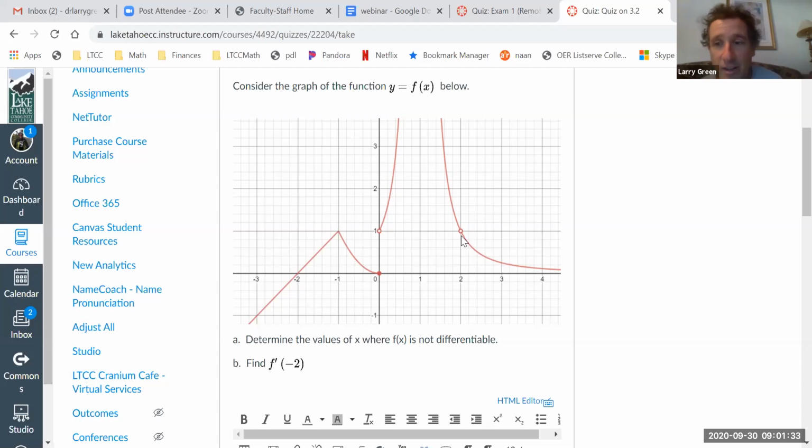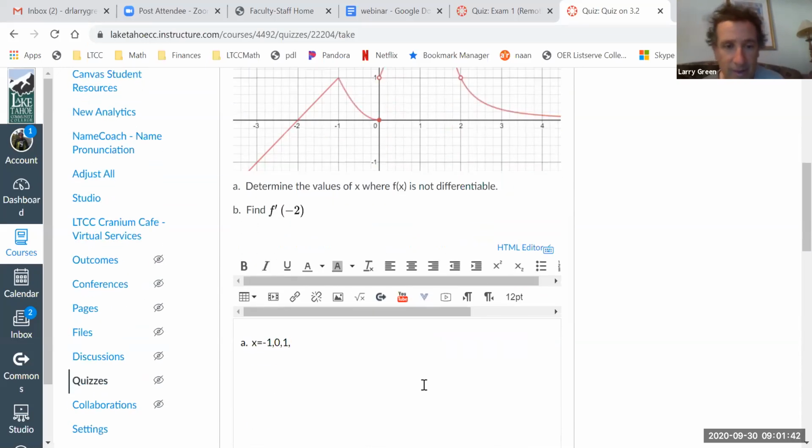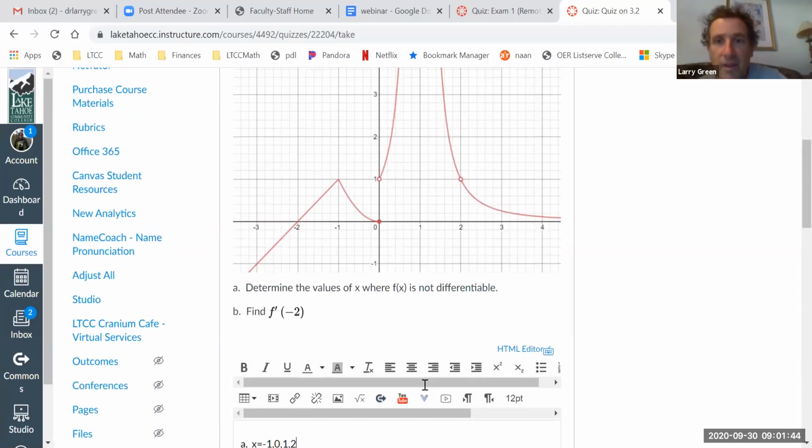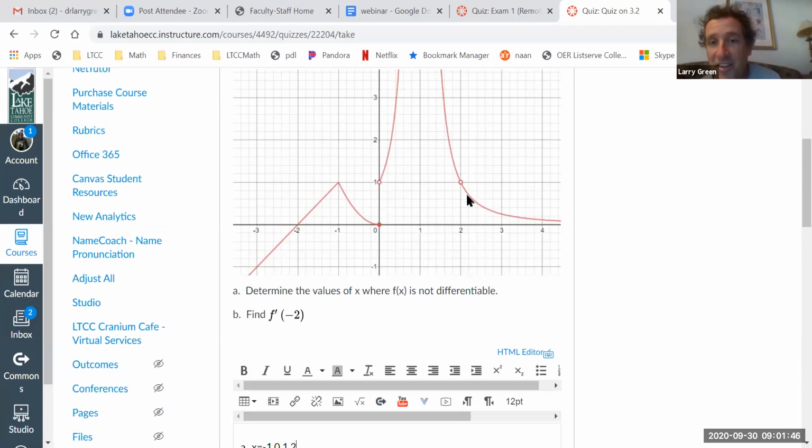So there is a limit at 2. It's not continuous, but if it's not continuous, it's not differentiable at 2. So 2. Then let's move along. Past 2, any problems?